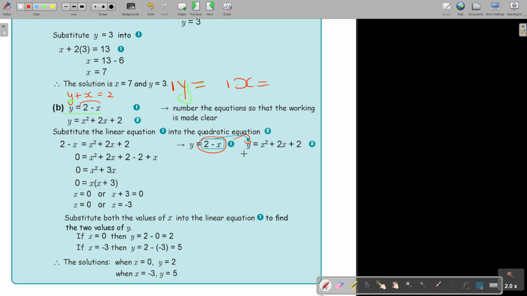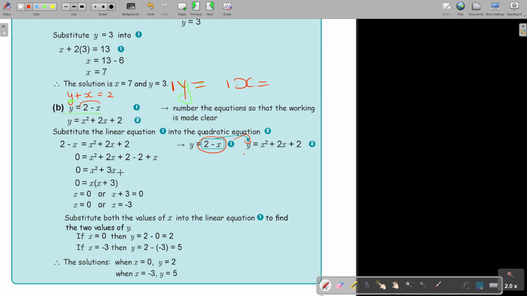As soon as I see quadratic, I always take everything to one side and simplify. It's not always, but let's say 90% of the time, it will factorize. So I get my two values of x, but if I get two values of x, it means I must get two values of y.